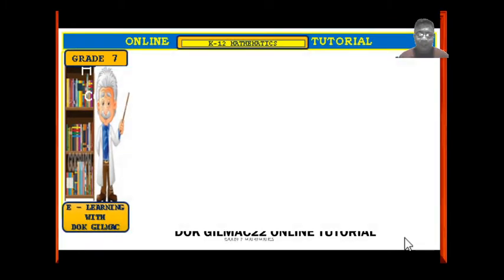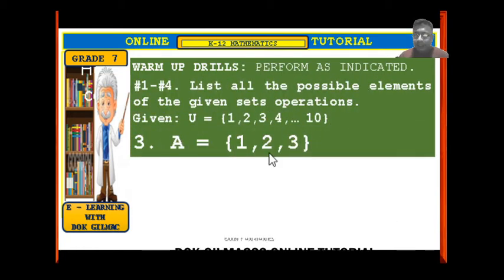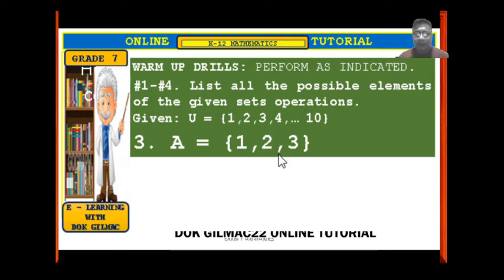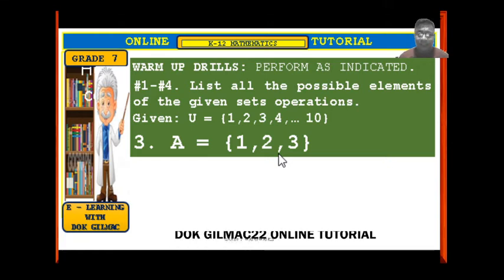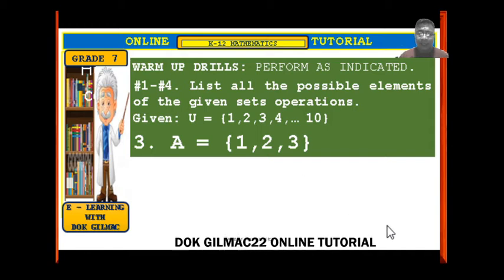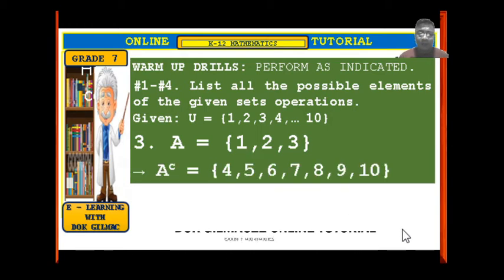Now let's have number 3. Set A is equal to 1, 2, 3. What are the elements of the complement of A, or A complement? Again, when we talk about the complement of A, we simply list down all elements of the universal set that are not in A. So we have 4, 5, up to 10. So take note of that.